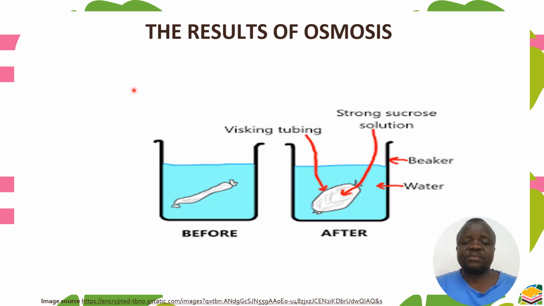Now the results would be, before the experiment, you can see that now here we have this, the Visking tubing, for example, is placed here. So inside here now we are putting the water here, then we have the strong sucrose solution outside, so water enters. So that's why the level of water must drop in here, because the Visking tubing gains water by the process of osmosis.